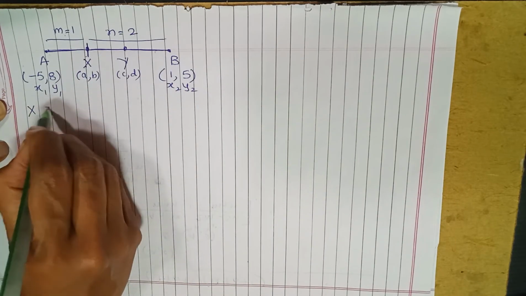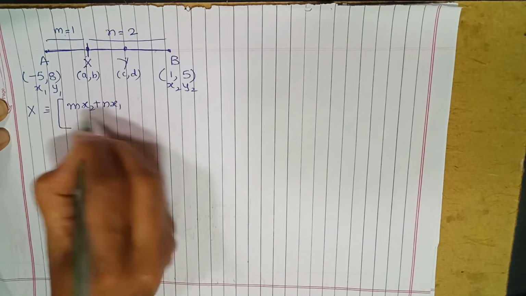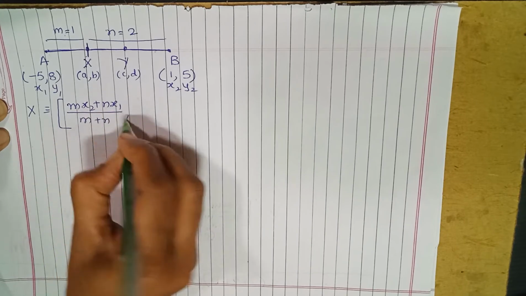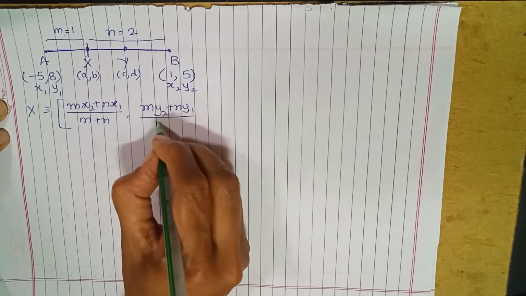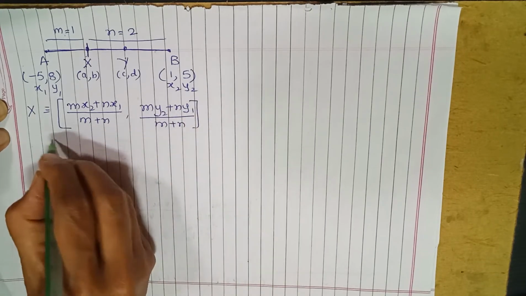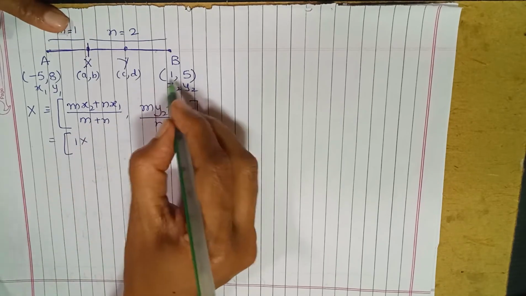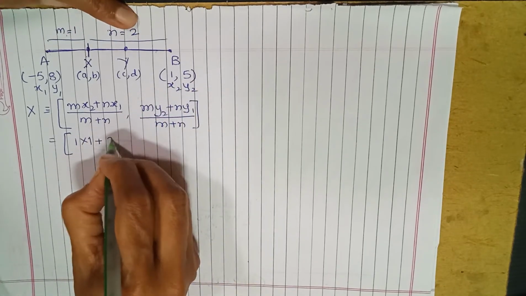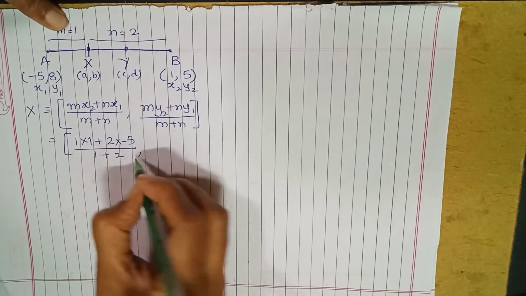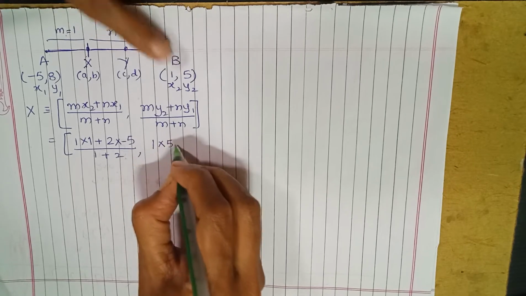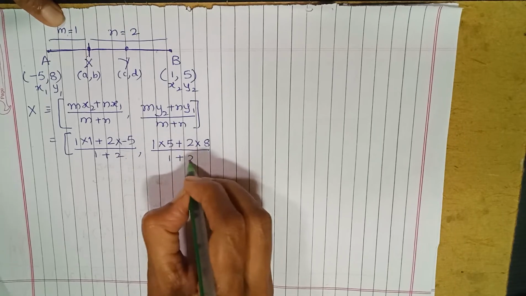So let us begin first. Now the formula is (mx2 + nx1) upon (m + n), (my2 + ny1) upon (m + n). Let us substitute the values. Now m value is 1 into x2, which is 1, plus 2 into -5, upon 1 + 2. Again 1 into 5 plus 2 into 8 upon 1 + 2.